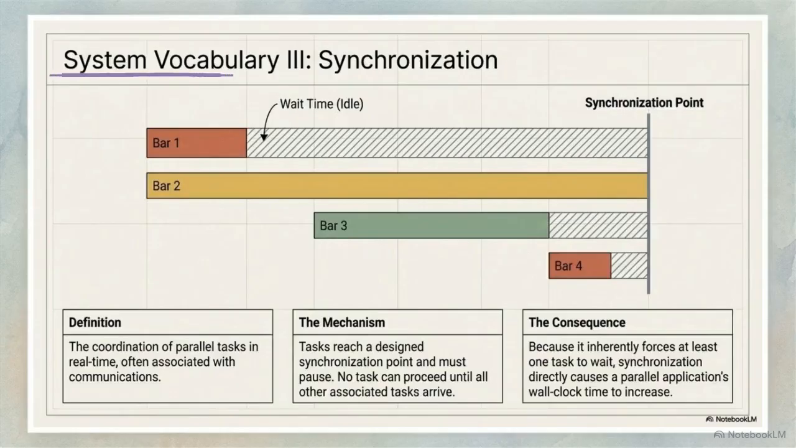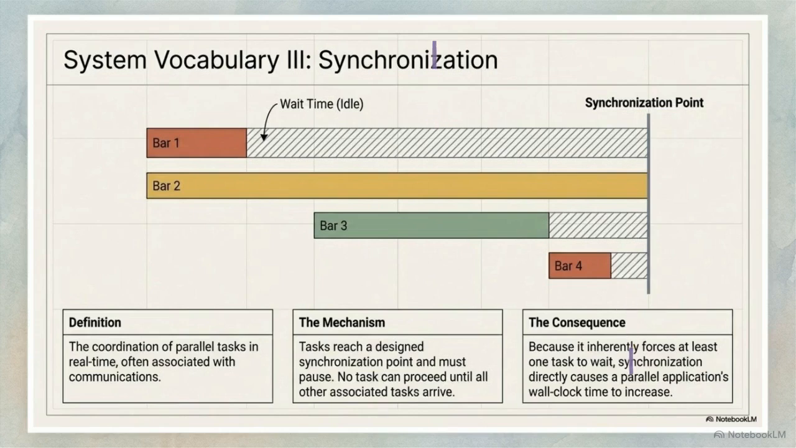Looking at this chart, you can see the synchronization problem. Because task runtimes vary, tasks that finish early reach a synchronization point and are forced to wait. Bar 1 and bar 4 sit completely idle, burning clock time until slower tasks arrive.